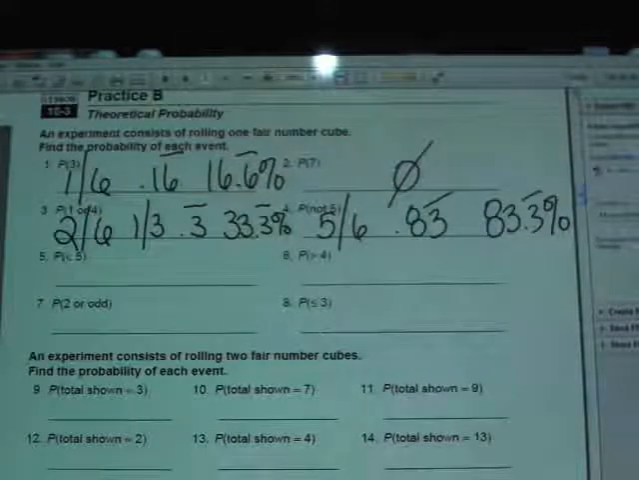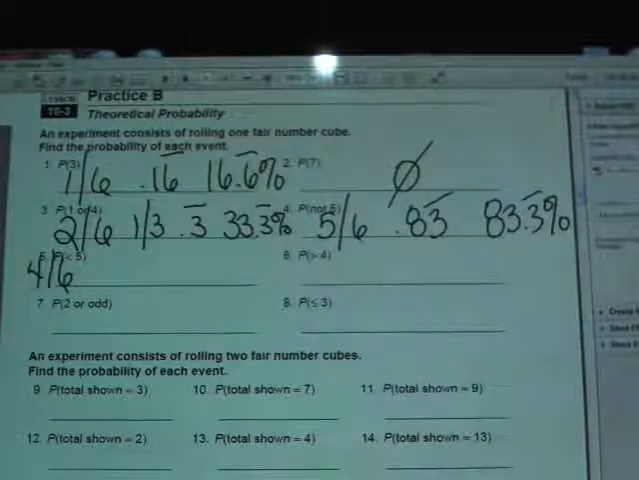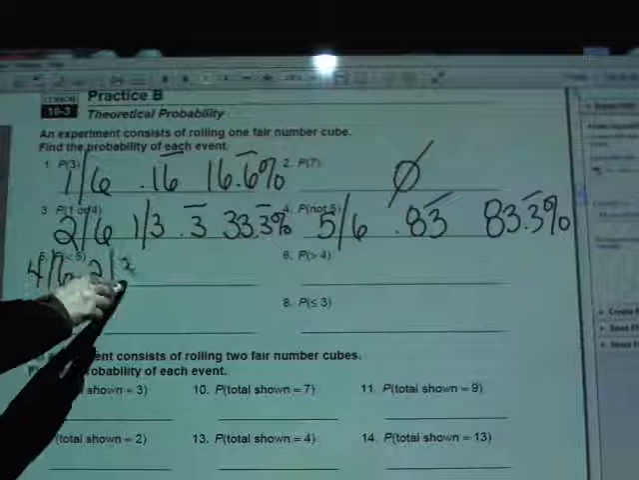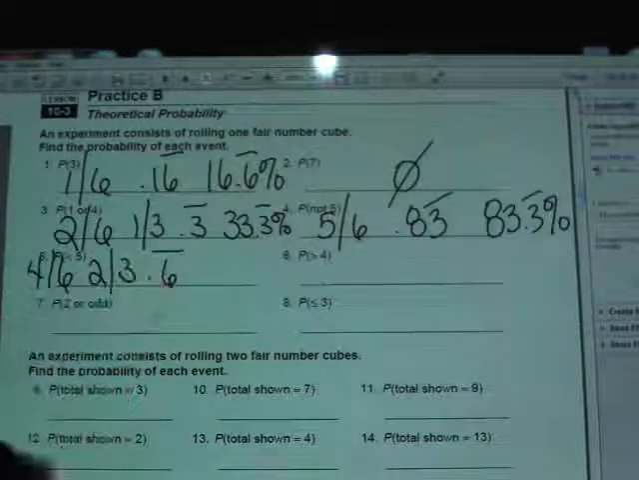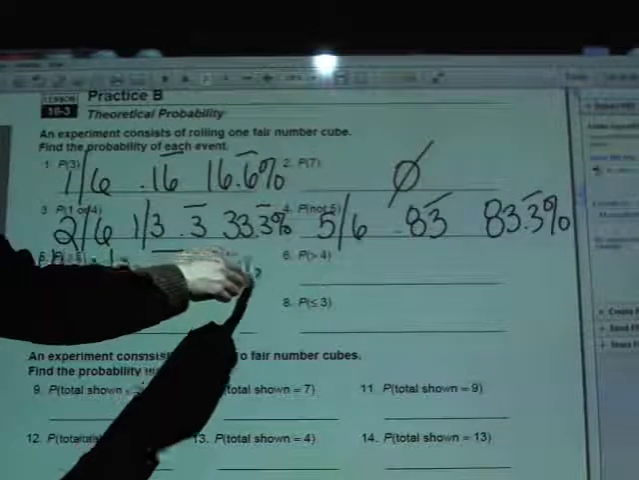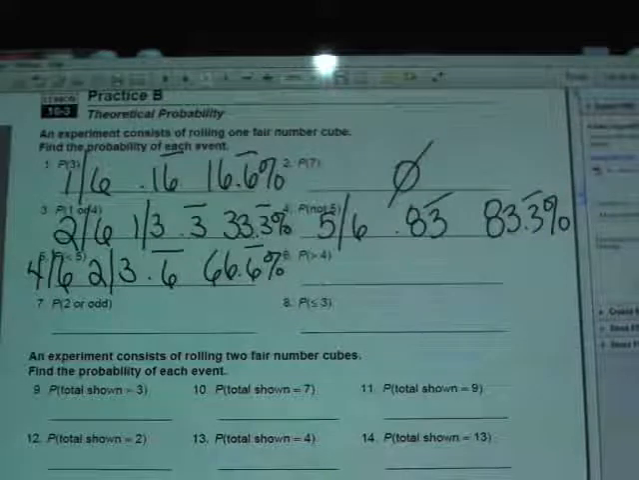Number 5 is asking me about the probability of getting a number less than 5. So of course that would be 1, 2, 3, and 4. So 4 winning possibilities there out of 6 total. Of course, that's a reducible fraction. We could reduce that down to 2/3. 2/3 as a decimal is 0.6 repeating. And as a percentage, moving the decimal twice to the right and adding a percent sign, is 66.6 repeating percent.